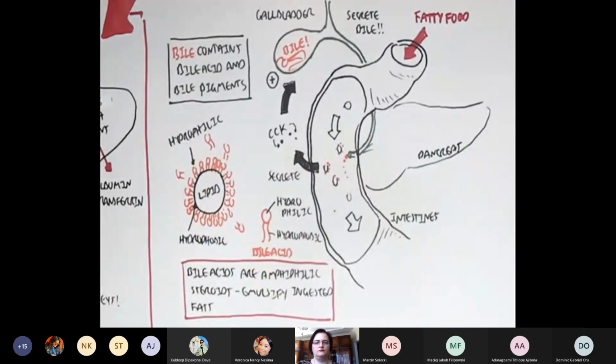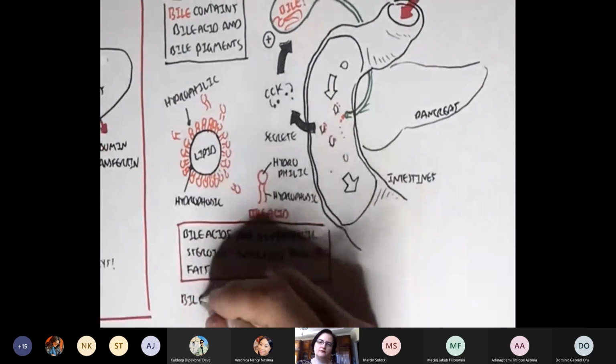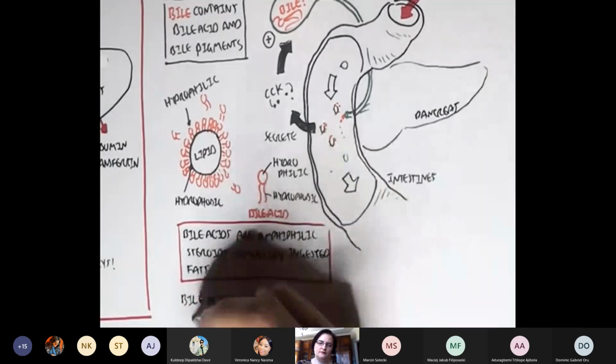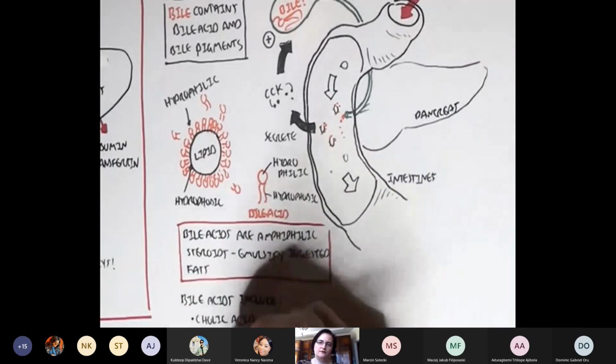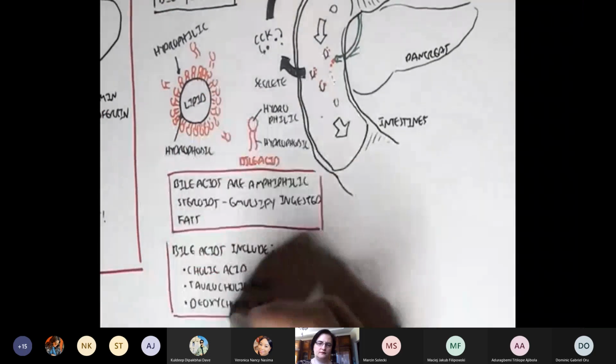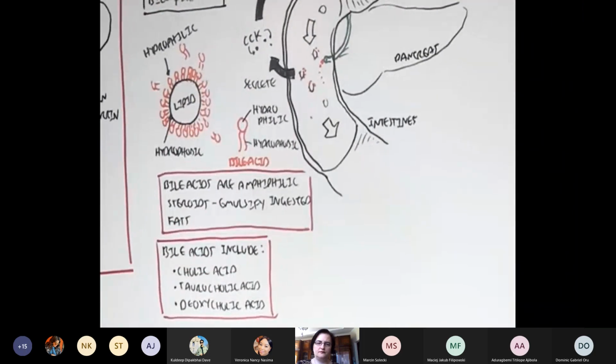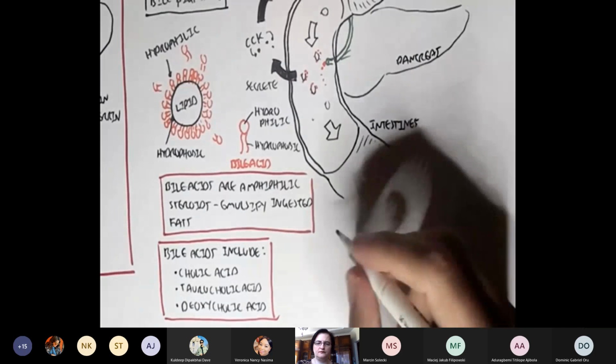And they will cover this lipid, essentially emulsify it, and create what's called a micelle, I don't know really how to pronounce it, but essentially once they coat this lipid, this can get easily digested and absorbed by the small intestines. So some types of bile acids include cholic acid, taurocholic acid, and deoxycholic acid. Those are some types of bile acids and bile salts. So that was bile acids. Bile acids help emulsify fat.